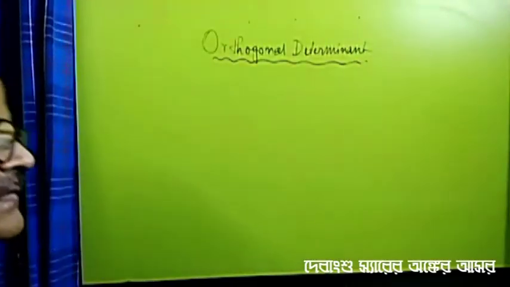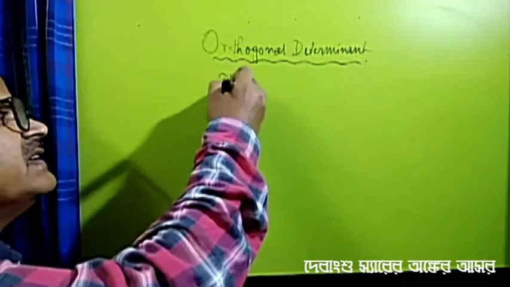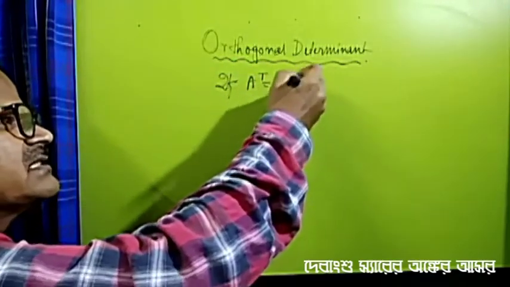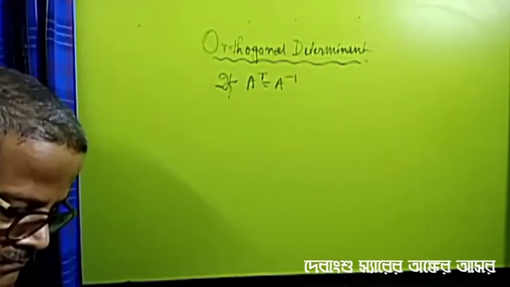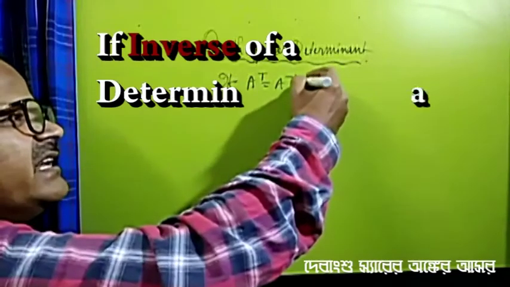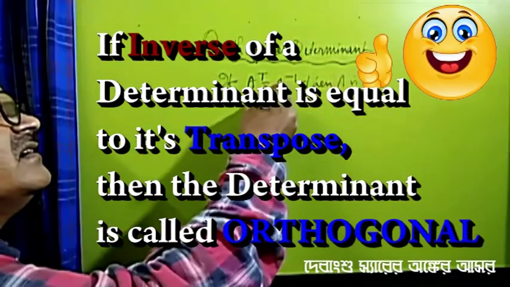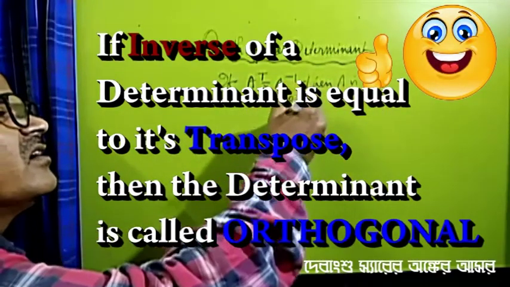Orthogonal determinant. What is an orthogonal determinant? If A transpose is equal to A inverse, then A is orthogonal.